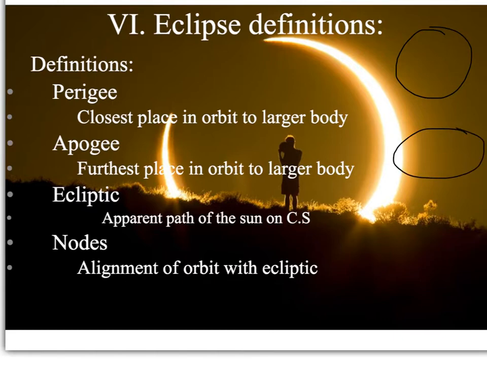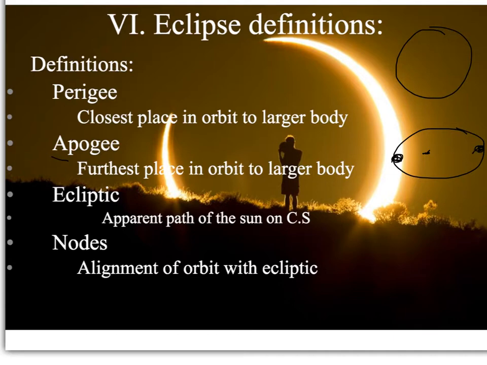So perigee is the place that is closest in orbit to a larger body. So if we think about the Earth as being right about here, so it's slightly offset, perigee would be this position here. Then apogee, when you put an A in front of it, means opposite. So apogee would be this position over here.